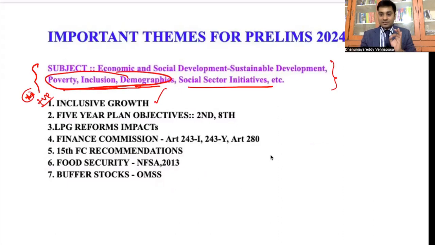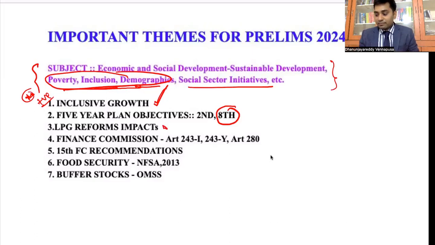This is the syllabus, guys. UPSC official syllabus is this. Hence, they will ask a question on poverty, inclusion, and demographics. In order to have inclusion, inclusive growth is important. For that, we have to study inclusive growth. The 8th 5-year plan, very important 5-year plans, and the rest of the objectives, I have already shared the notes in my first lecture and second lecture. Please download it and go through it. Very important for UPSC prelims.